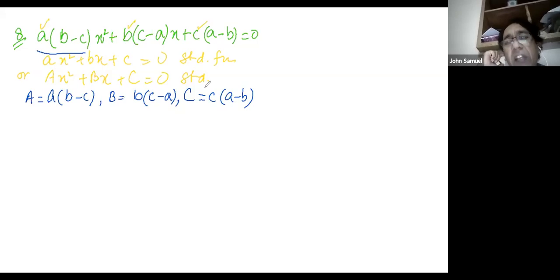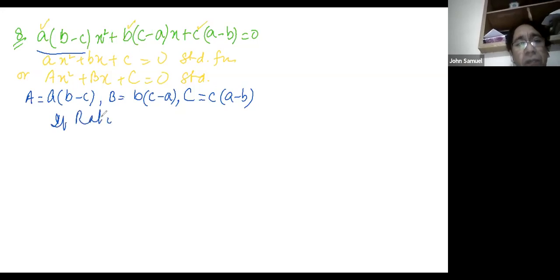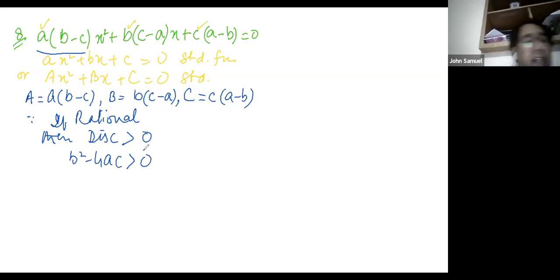Anybody? Well done. How many people are active? We have already done characteristics and nature of the roots. If the roots are rational, then what will the discriminant be? Since they are rational, the discriminant should be greater than 0, or you can write b square minus 4ac is greater than 0. Then you will solve it.